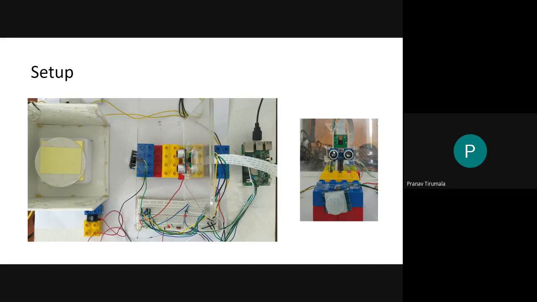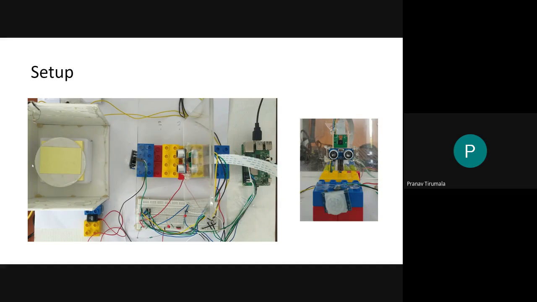Here you can get a better look over here, the photo on the right side, and here is the camera. Here is the motion sensor. Here is the place where I'll keep the object. So here's the motion sensor. Whenever I keep an object over here, the motion sensor detects motion.